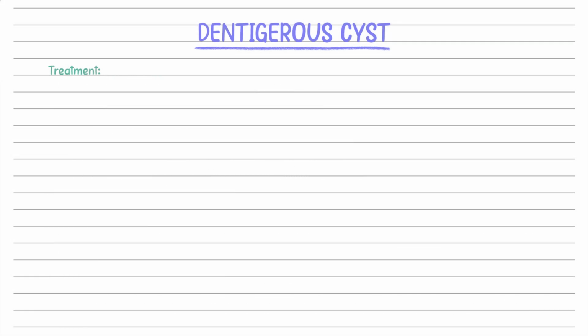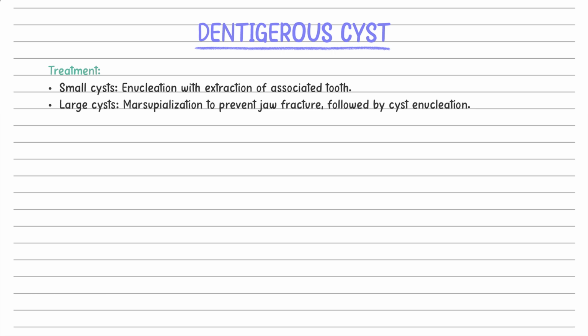For treatment, small cysts are removed by enucleation along with extraction of the tooth. Large cysts are first marsupialized to avoid jaw fracture and then enucleated. All tissue must be sent for histological examination.